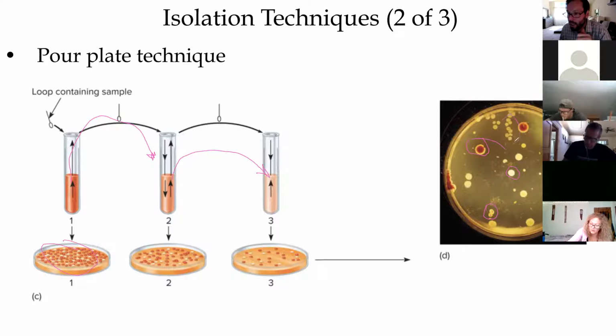These would not be good colonies to pick from up here either, because see, they're all touching. You want to pick the ones that are not touching any other colonies so that you have a pure representation of that bacterial species.